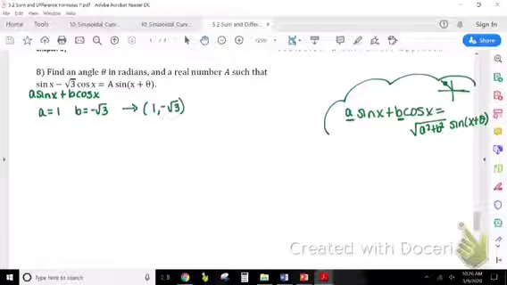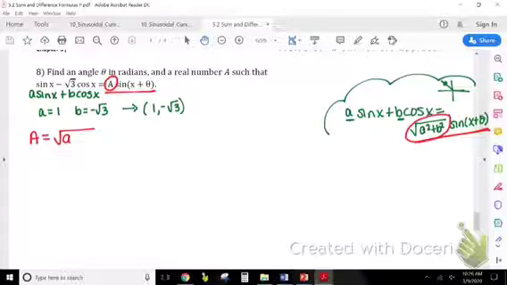Yeah. All right. But also, I want to just go ahead and compare what we're looking for with what it's equal to. What do you notice? It told us to find an angle theta in radians and a real number a. What do you notice about a? Yeah, it's the same as that square root piece right there, isn't it? So we know that a is equal to the square root of a squared plus b squared. So can I find a now? Yeah, because we know a and b, don't we?